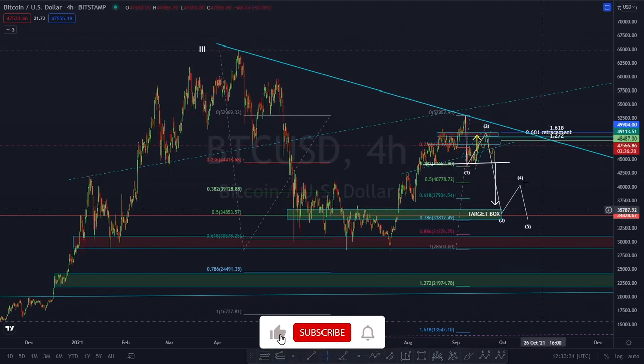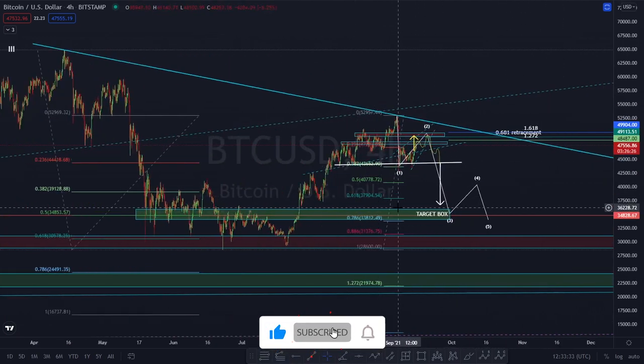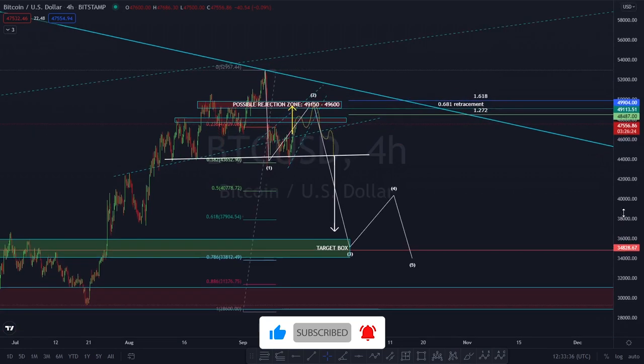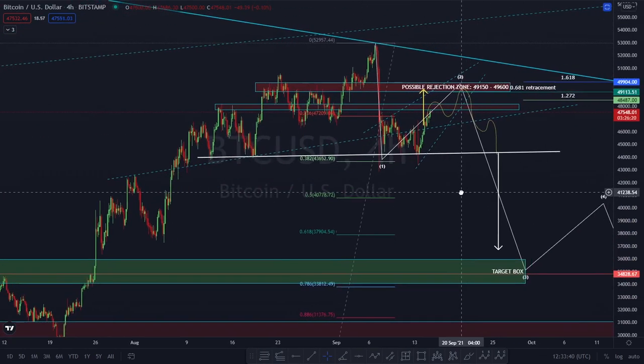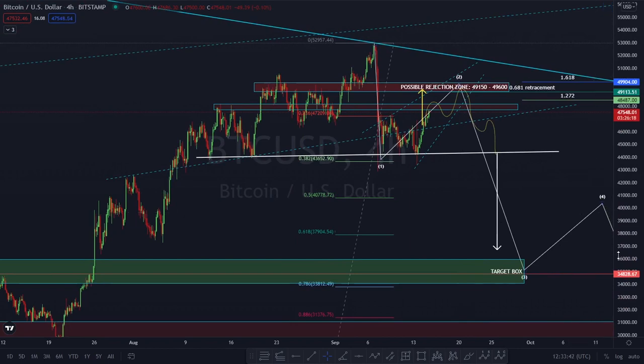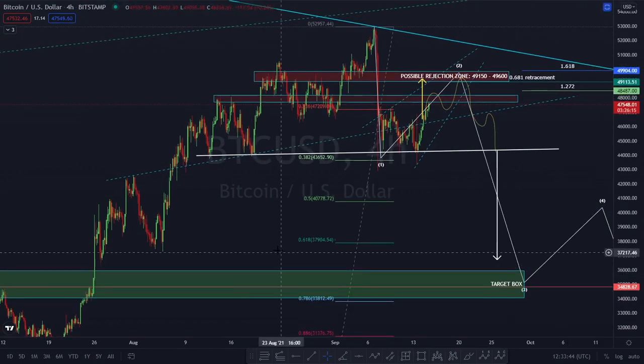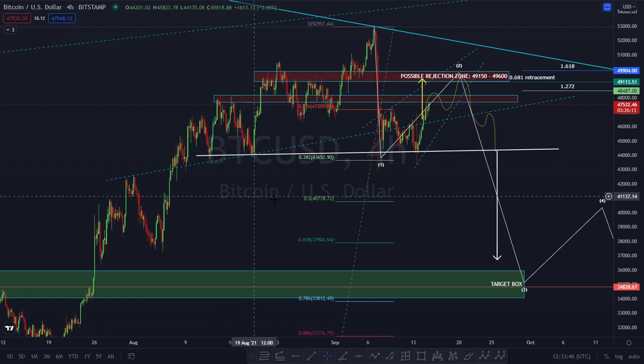behind the head and shoulder. Okay, let's just zoom in. So I mean, I gave you guys this structure a very long time ago. Like, it's been weeks already since we talked about a potential head and shoulder forming in the Bitcoin chart. And right now it's coming to reality.